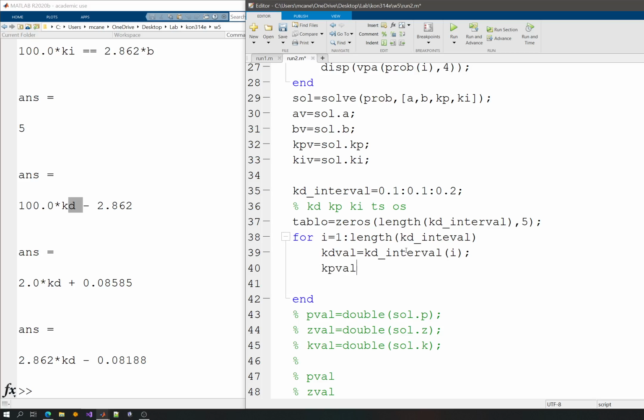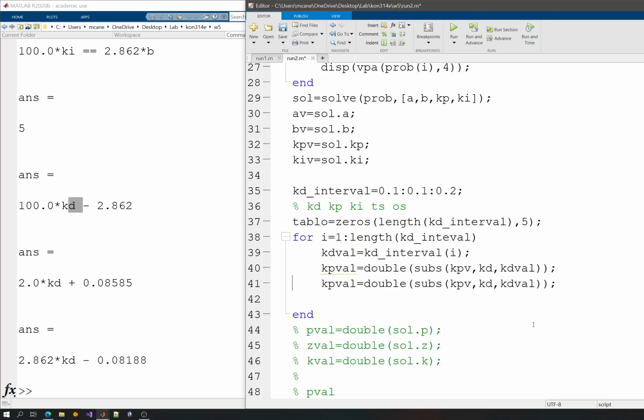And then I will have KP val, which will be calculated using double and subs, since it's a parametric expression, a symbolic expression. And then I will have KPV, which is a placeholder for the solution.KP. And I want to change the KD value, since, as you can see here, it's depending on KD, and the KD value will be KD val here. I will repeat this for KI. I do not need to repeat it for anything else because I have the param controller defined at this point.